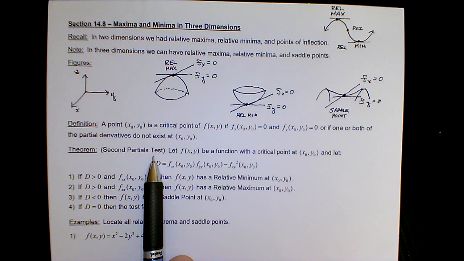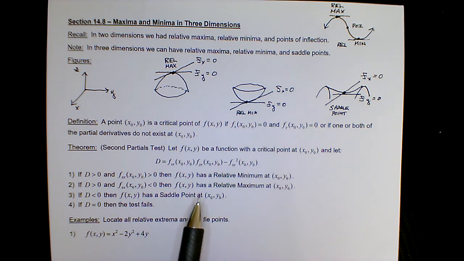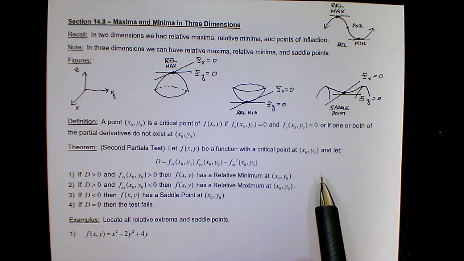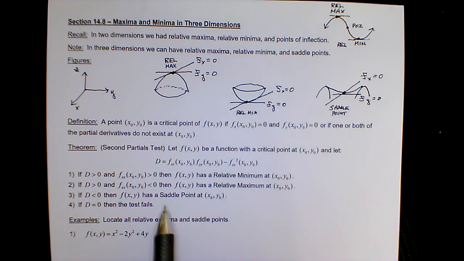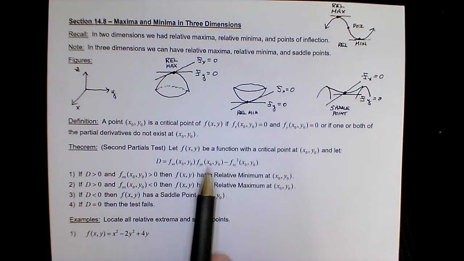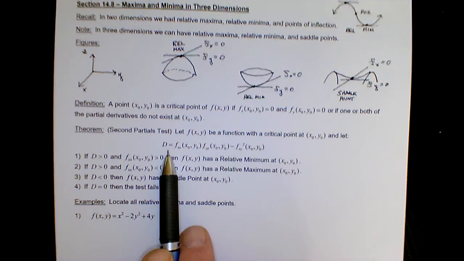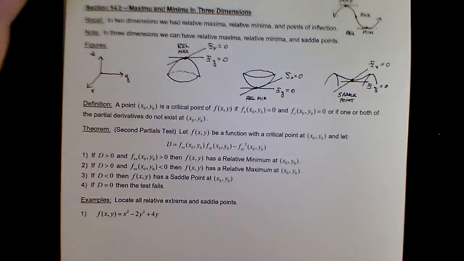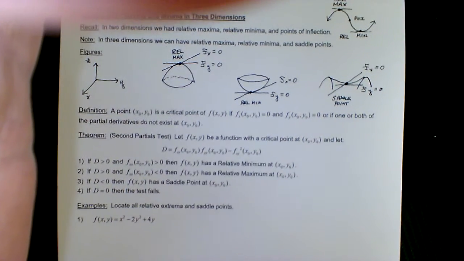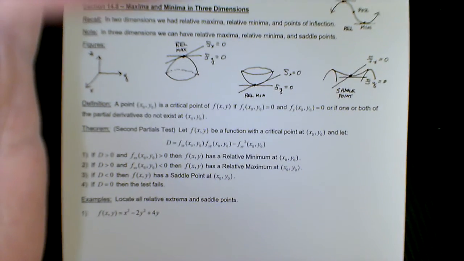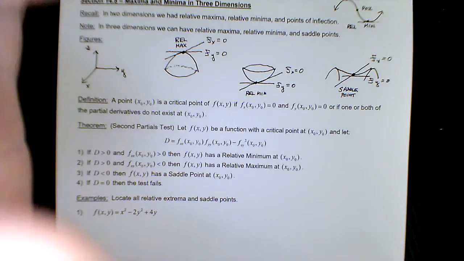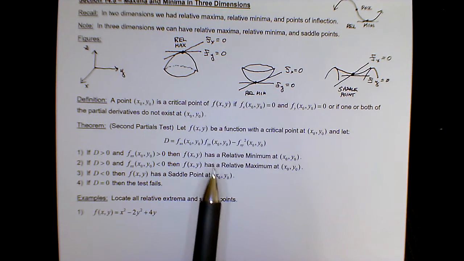Then we have the second partials test. You might recall the second derivative test from Calculus 1, where if the second derivative was positive, it was a minimum, and if the second derivative was negative, it was a maximum. Here it's a little bit more involved. We have this special formula for D, and that determines, well, not immediately if you have a max or min, but it determines if it's going to be a max, min, or a saddle point.